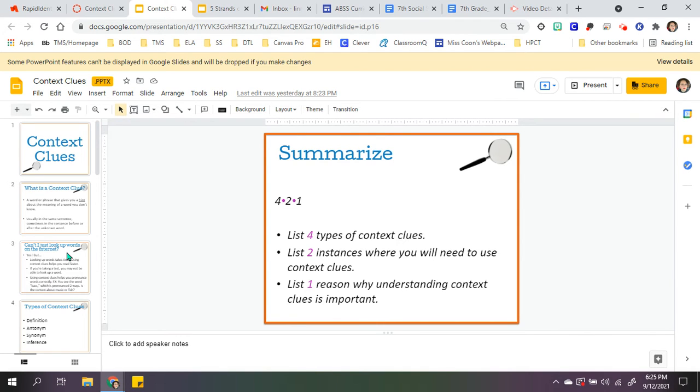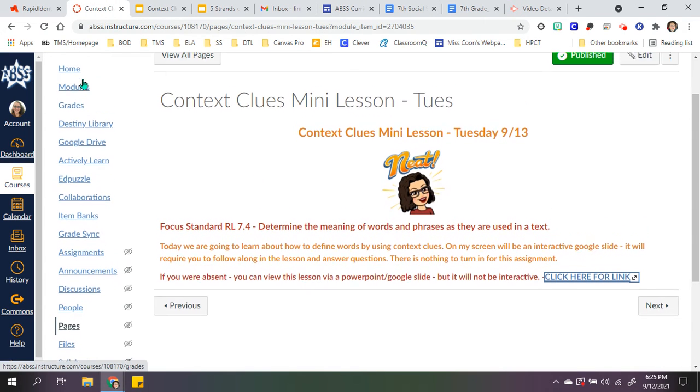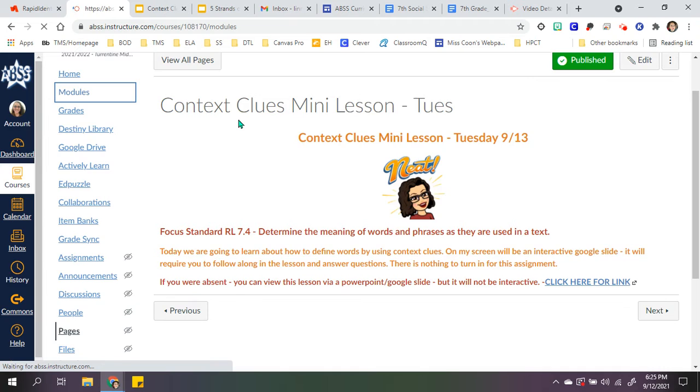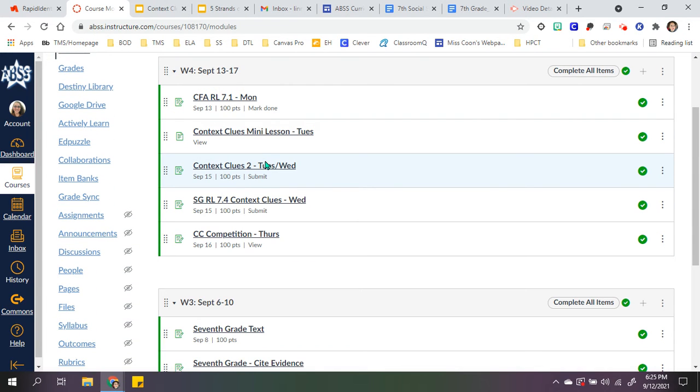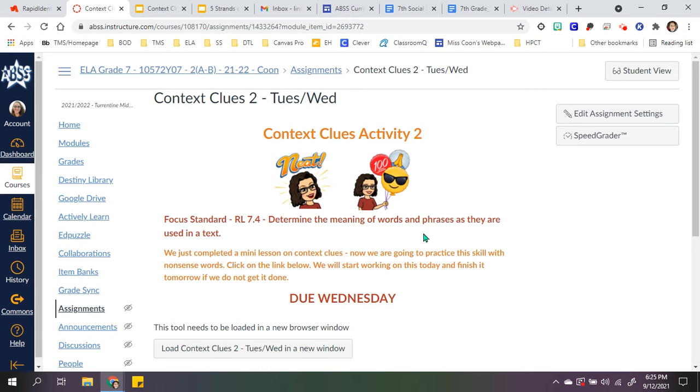Then we're going to take this and go into the next activity. The next activity, I honestly think is a lot of fun. So you would come into this activity, context clues 2, Tuesday, Wednesday. Again, our focus standard is the same. Determine the meaning of words and phrases as they're used in a text. Okay. And you're going to load this. It's going to come up in Cami for you.